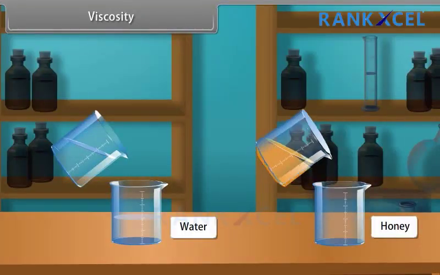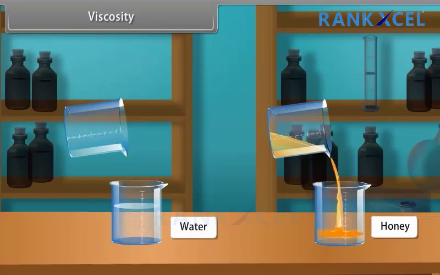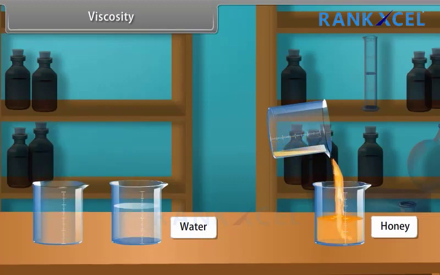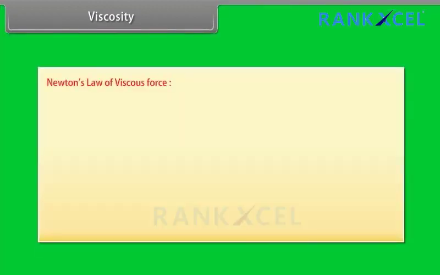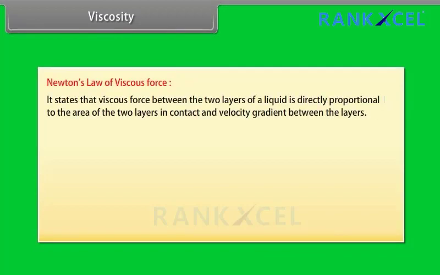Viscosity. It is defined as the property of a liquid by virtue of which an internal resistance comes into play, which tries to destroy the relative motion between the layers. This internal resistance acts tangentially on the layers of the liquid. Newton's law of viscous force states that viscous force between the two layers of a liquid is directly proportional to the area of the two layers in contact and velocity gradient between the layers. F is directly proportional to A × Δv/Δx.